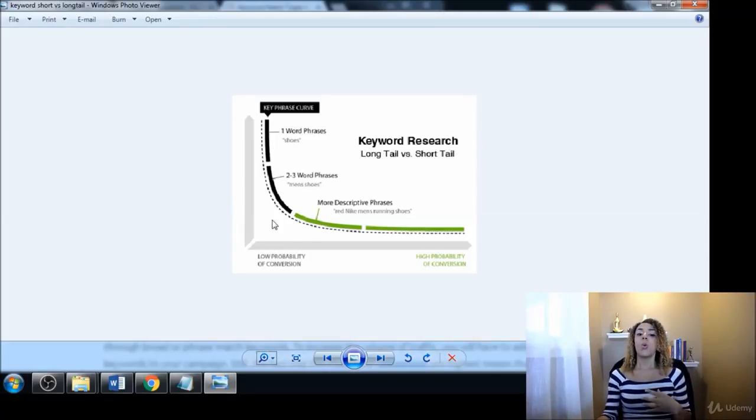So that's why our whole strategy that we're going to be talking about in this entire course is built around finding these long tail keyword phrases. The reason we want to do that is threefold. Number one, lower competition, way lower competition. We actually have a chance of ranking for terms like this that are long tail terms.